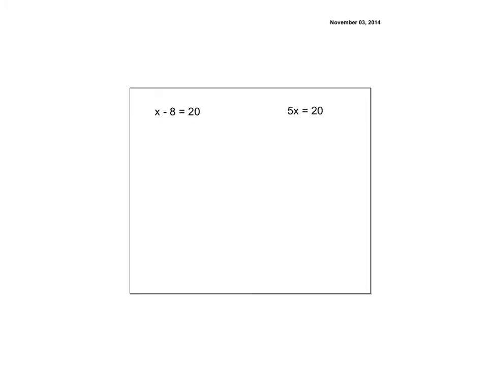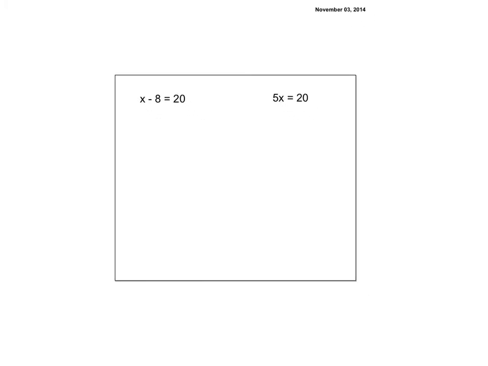So for this first problem, we have x minus 8 equals 20. So we want to move this 8 over. So we have to do the opposite. 8 is being subtracted, so I'm going to add it to the other side. Now these cancel because negative 8 plus 8 gives us 0, leaving us with just x on the left, equals 20 plus 8 is 28.